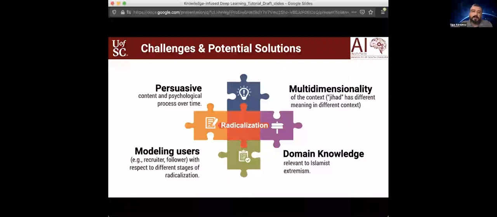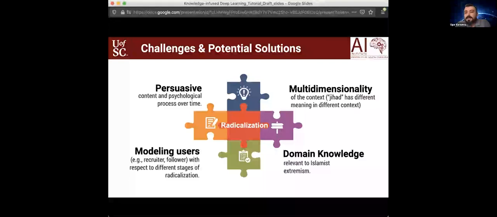On the other hand, we need to think more about modeling users. These people are targeting individual users, and they are able to recruit them as well. They employ some tactics to be able to convince these people. Also, radicalization is not just a one-phase process. It is a multi-stage process, and people may be at some stage of it. So we should be able to model these users with respect to the different dimensions represented in the different stages of radicalization.